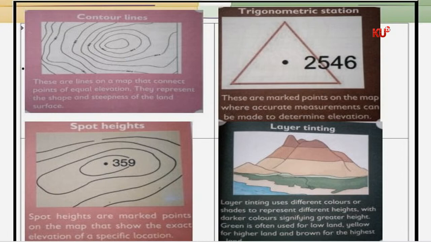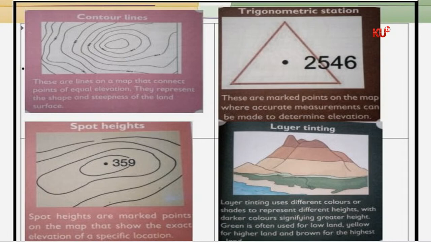Trigonometric stations are marked points on the map. Remember when we were talking about symbols and signs. Trigonometric stations are points on the map where accurate measures can be made to determine elevation. We said elevation refers to the height above sea level.